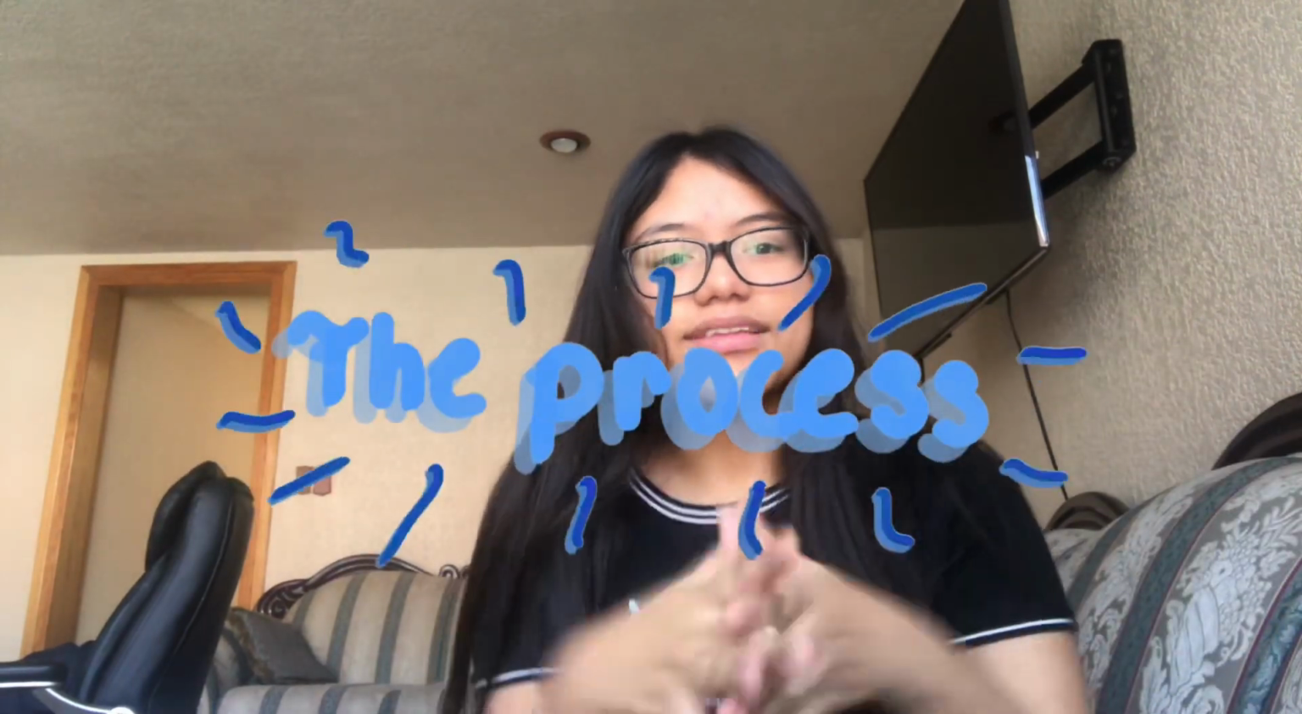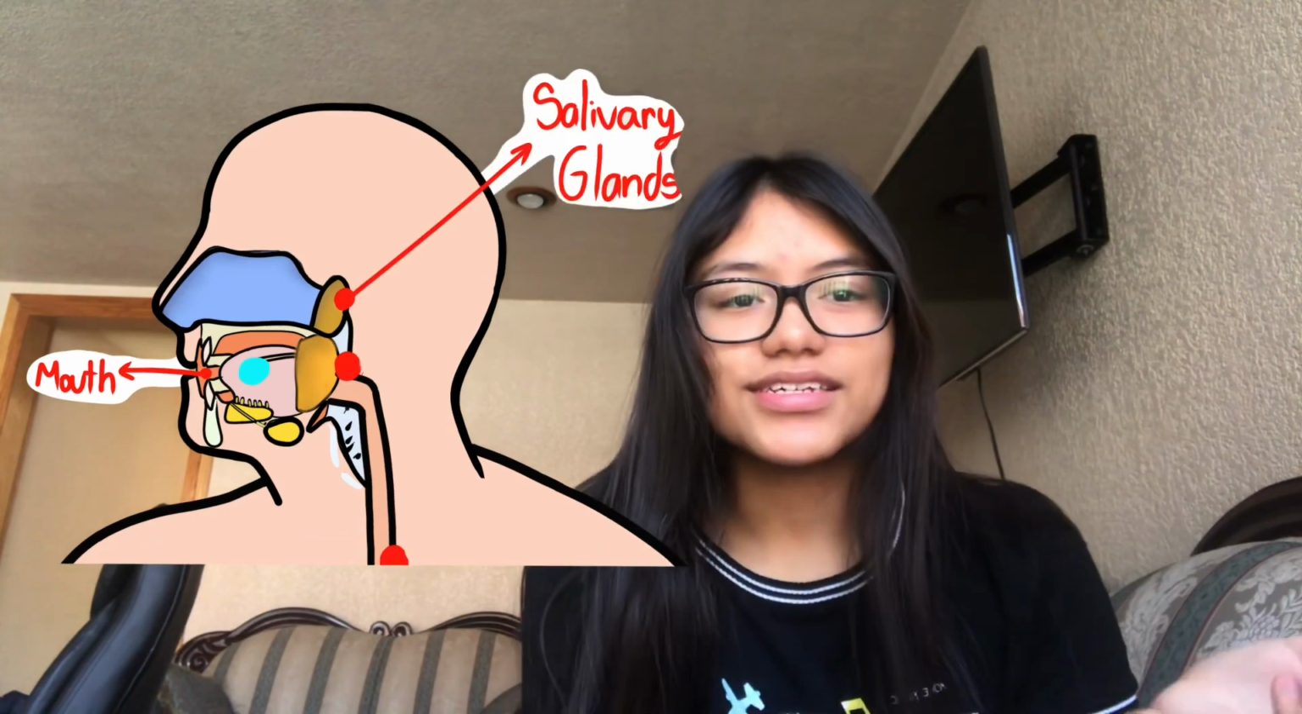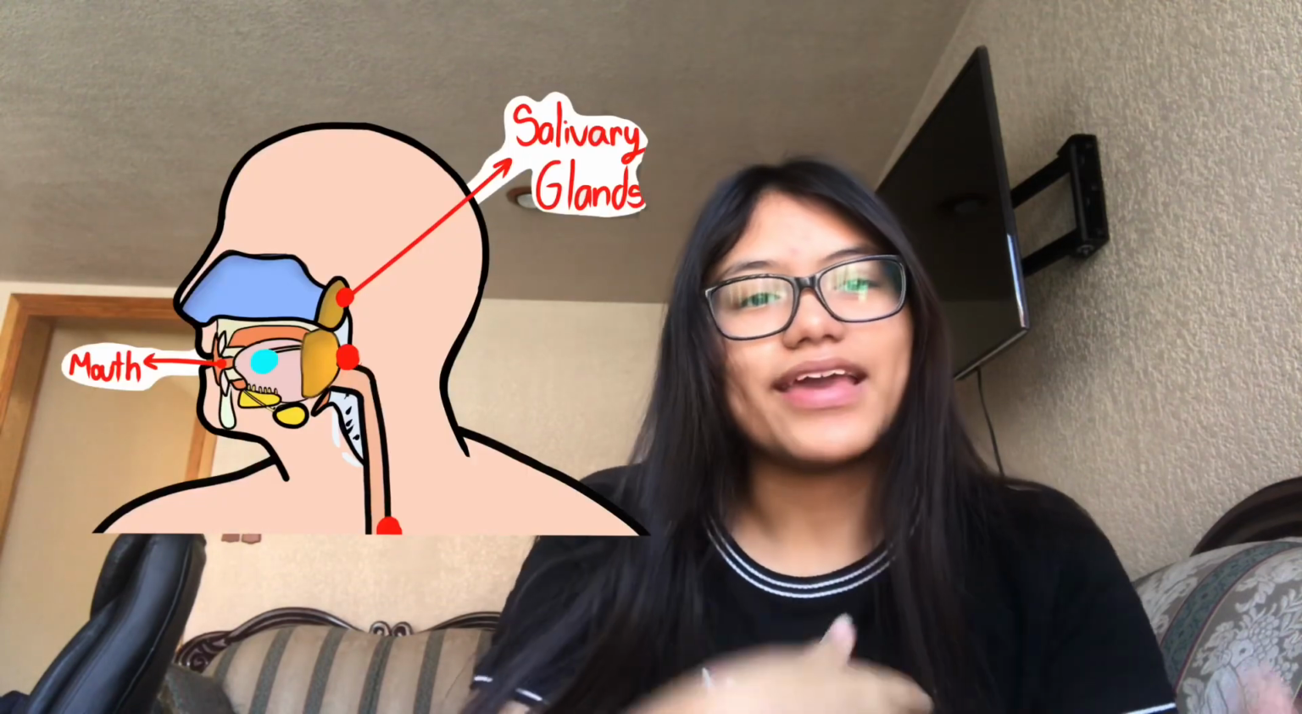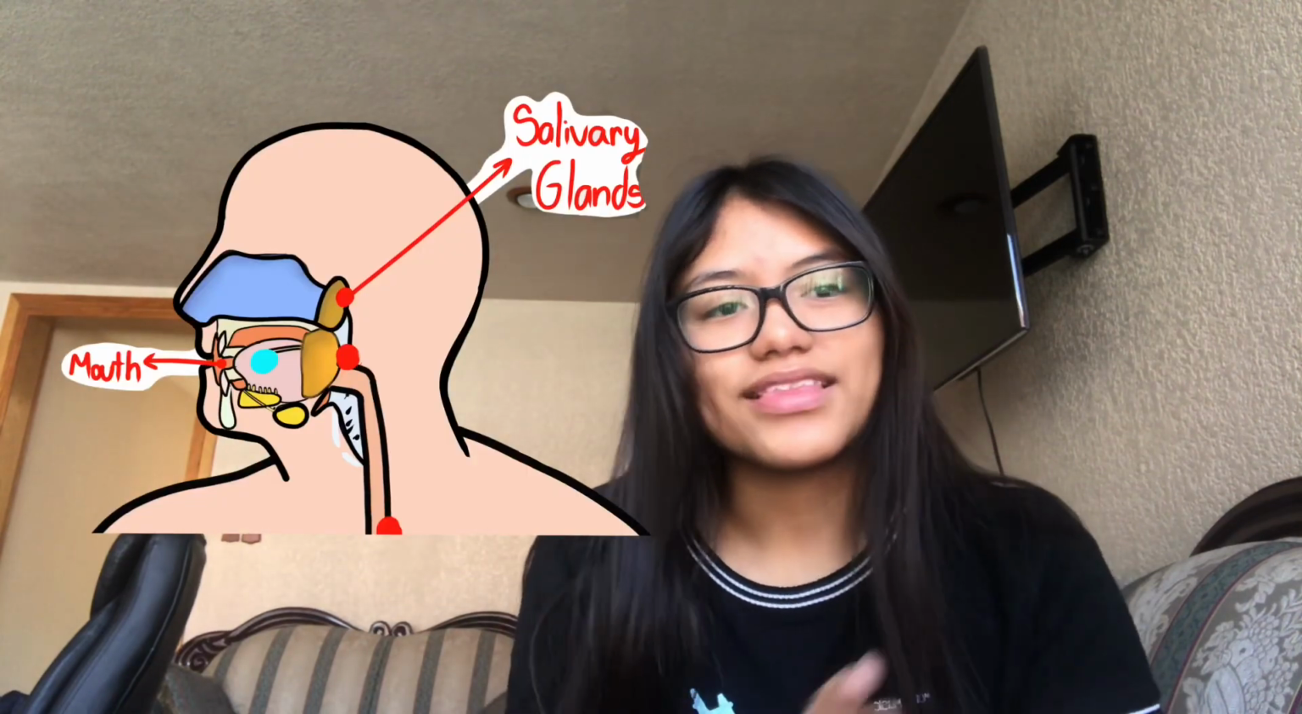Now, the process. All of this starts in the mouth when we chew food. The salivary glands that make saliva pour into it, so they make a mix and form the bolus. Here is when the digestion begins, because the saliva also contains an enzyme called amylase that breaks down the carbohydrates.